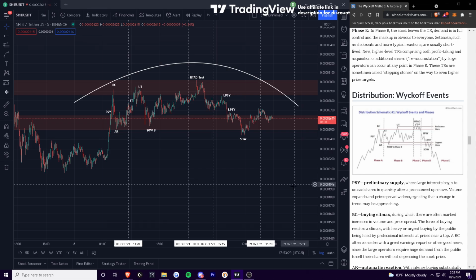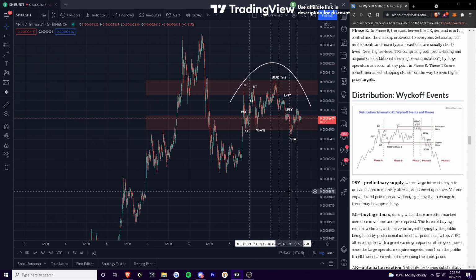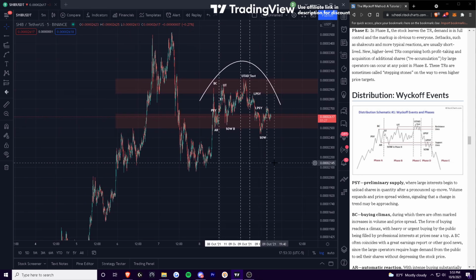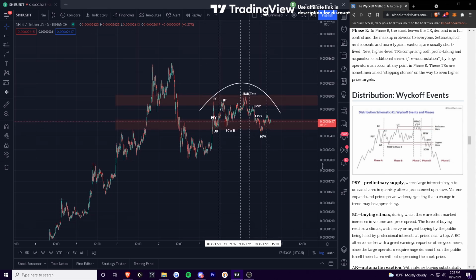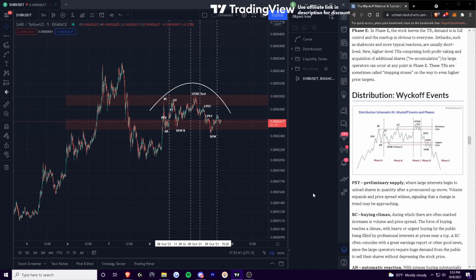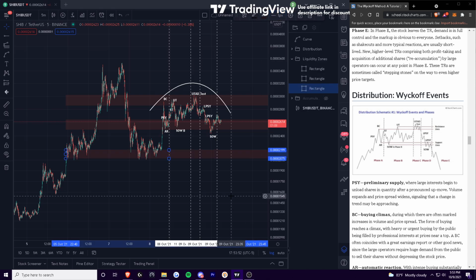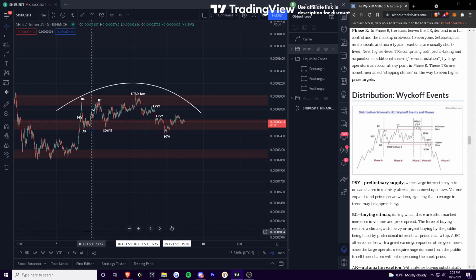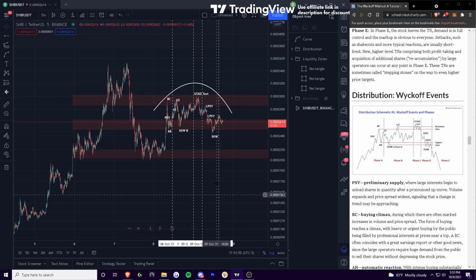So I would say that we're likely coming into phase E with this distribution. So what I would expect, and again, this isn't trading advice, not financial advice. I say it over and over. All right, let's see. Let me get my liquidity zones up. Boom. What I would expect is you see somewhat of a violent sell-off here in the short term.